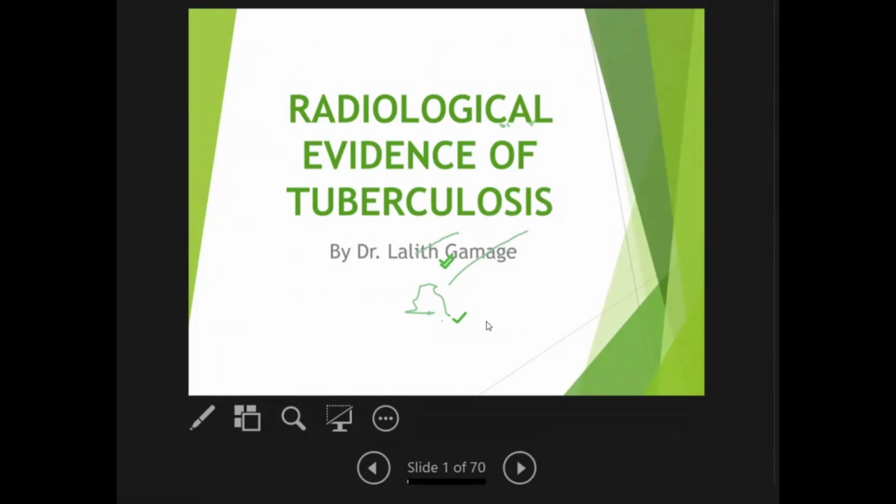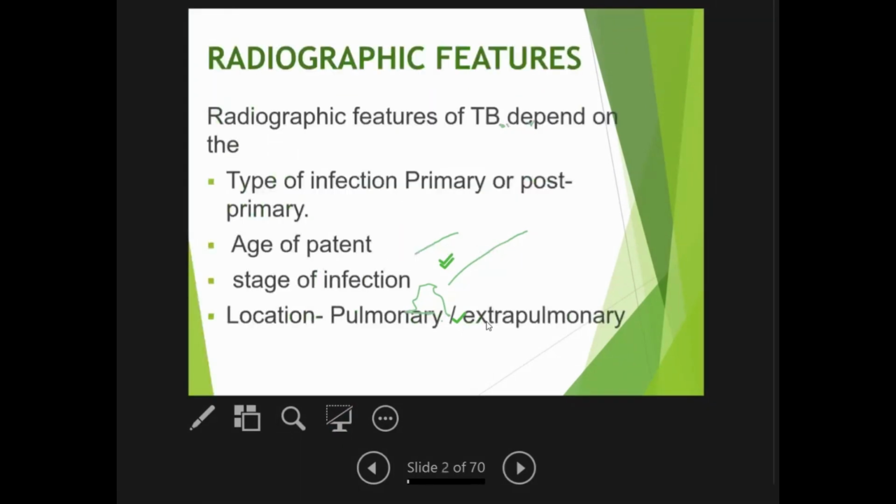Radiological appearance of tuberculosis is traditionally classified as primary TB, secondary or post-primary TB, miliary TB, and extra-pulmonary TB. So radiographic features usually depend on the type of infection, that is whether it's primary or post-primary, the age of the patient, the stage of infection, and the location, whether it's pulmonary or extra-pulmonary.